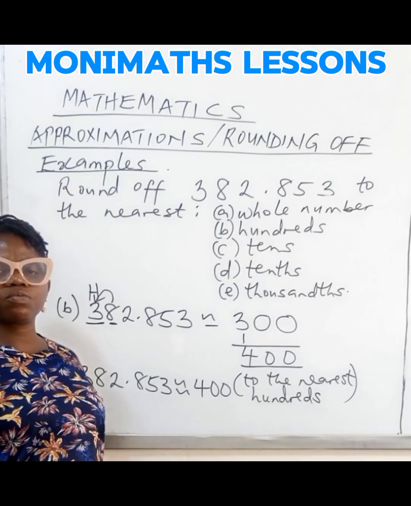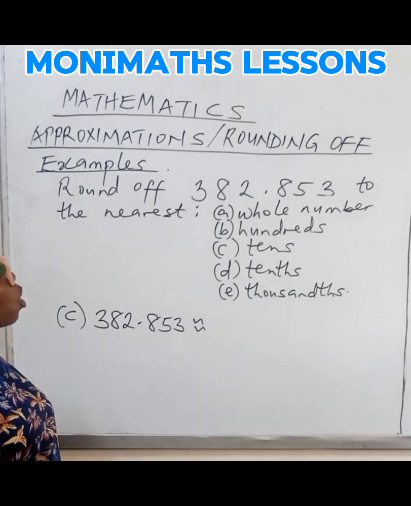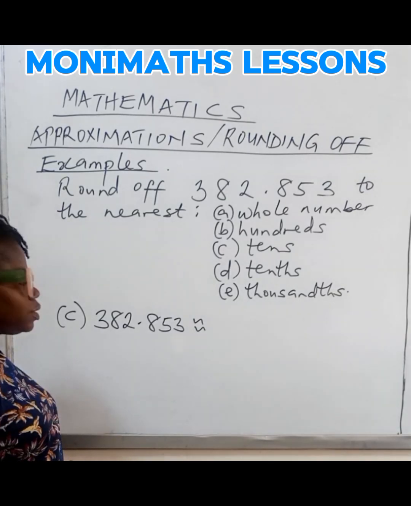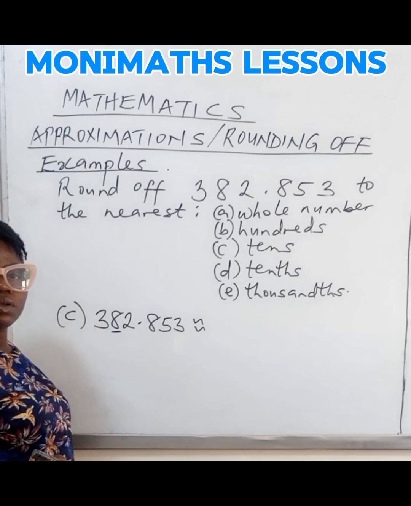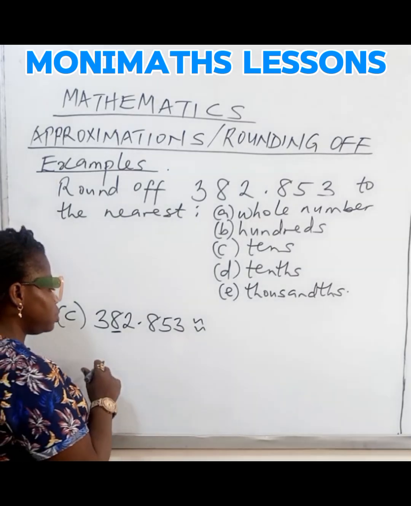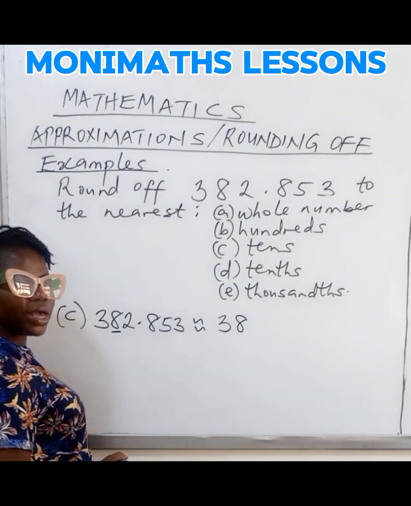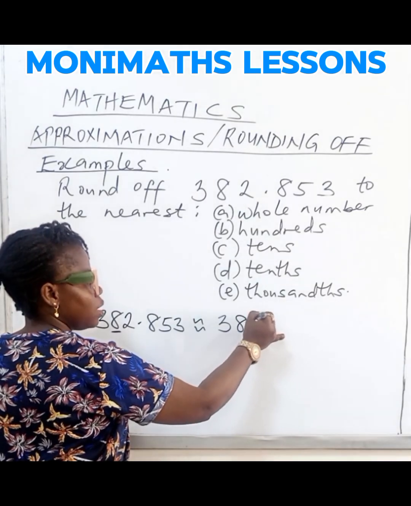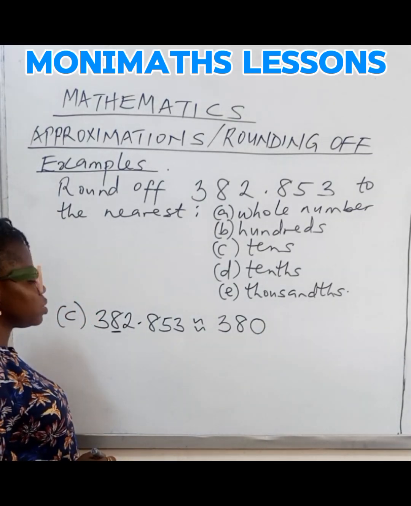Let us look at the third part of that example, requesting us to round off this number to the nearest tens. The digit that represents tens is 8. So, for this number to be in its simplified form, I will write 3, I will write the 8. For 8 to be tens, that means there must be units. So in the place of units, I will represent it with 0. I won't just represent it with 0 alone.